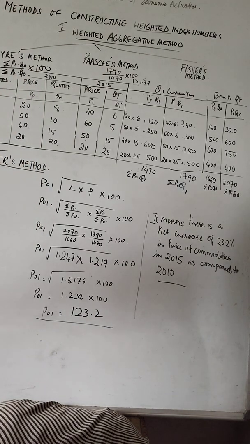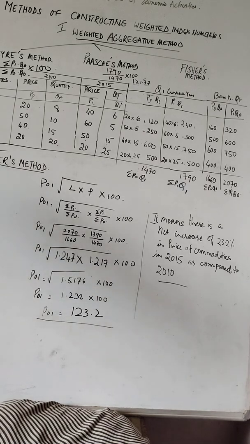So once again, what is an index number? Just to quickly tell you, it is a statistical tool for measuring changes in the magnitude of a group of related variables. So it measures the change in the group of related variables over two different time periods. That's why they are known as barometers of economic activity and all of that.